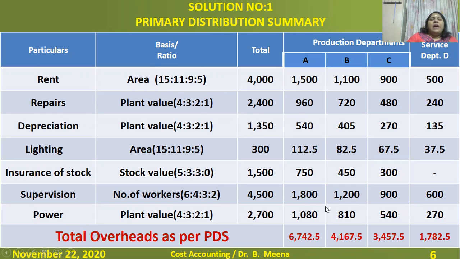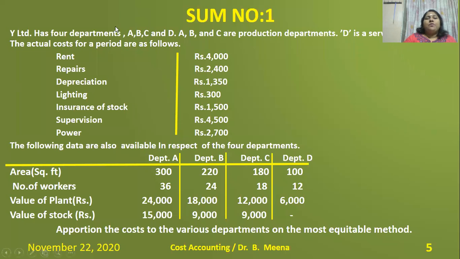Once I have completed all the expenses given in the problem, then I'll get the total of the production departments and service departments. So I can write the answer as total overheads as per PDS. So this is the problem model, how you can prepare the primary distribution summary. Look into the problem. First decide what are the production departments and what are the service departments, and look into the problem again. Are there any materials and wages given? In this problem, it is not given. If it is given, you need to post it only in the service departments. And you need to look into the expenses as per this problem.